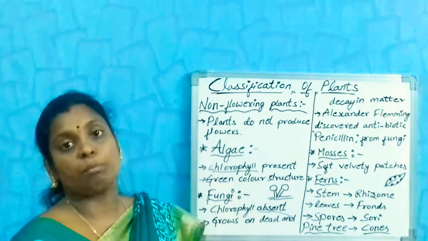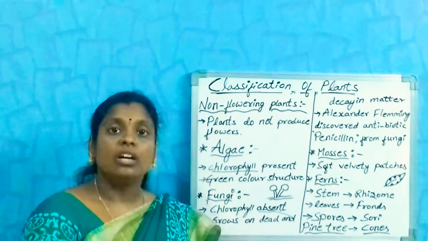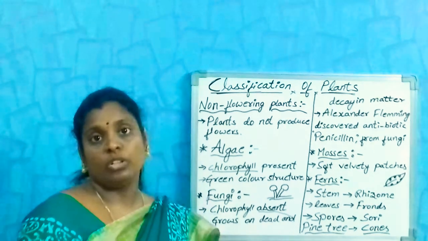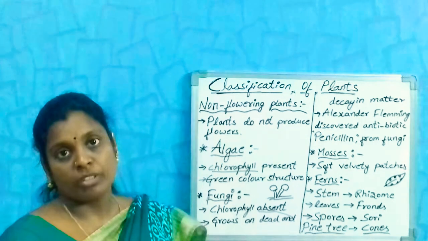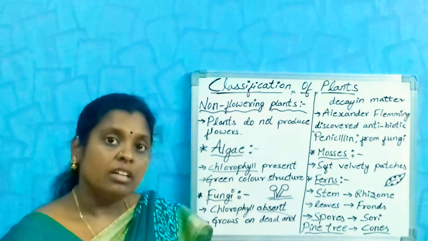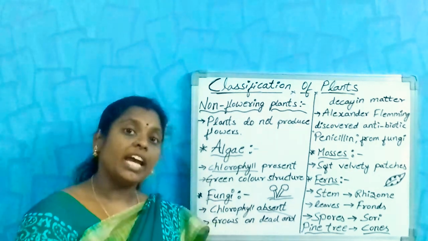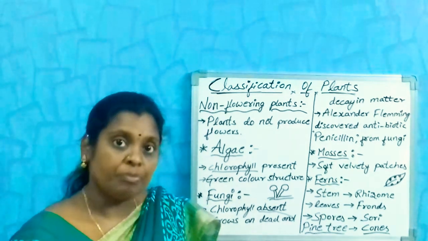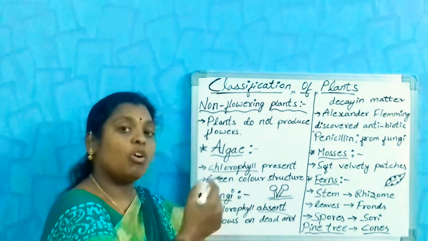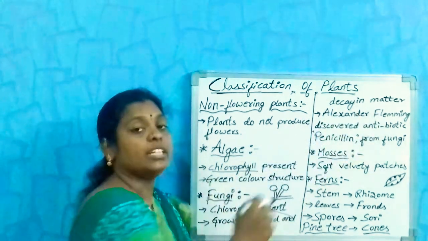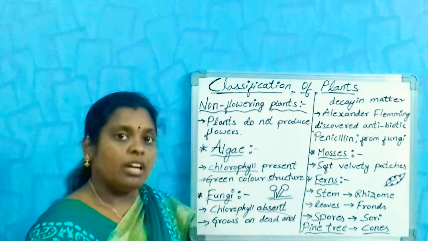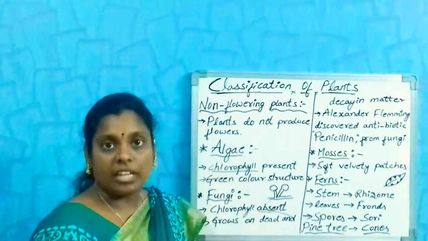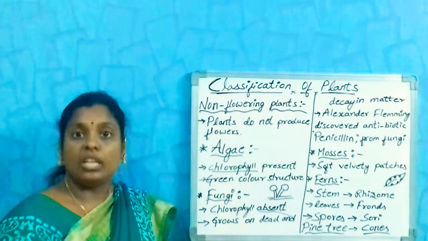For that nutrient supplement, they are growing on rotten food items, like curries or rice also. You can see it on chapatis also. And they will grow on the dead and decaying matter. That is rotting. So they will grow on the dead and decaying matter and absorb the nutrients from the decaying matter, and they live.